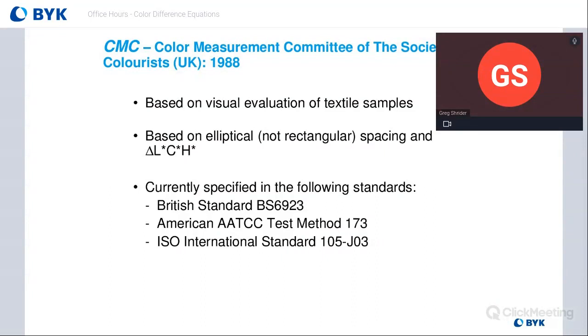So the first one I'll talk about was published in 1988, and that's the CMC tolerancing system. And that was introduced by the Society of Dyers and Colourists in the UK. This was all done for textile samples, and it was based on elliptical spacing of LCH, not the rectangular spacing. It is recognized around the globe as a standard, that international standard that people follow, and again, heavily used in the textile industry.